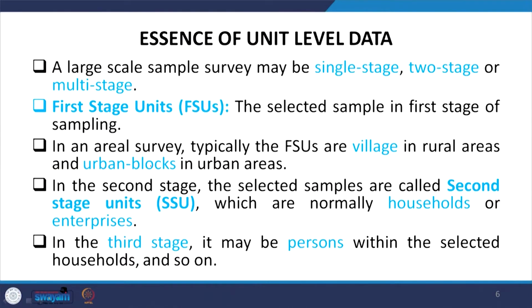So what is the essence of this unit level data? The large scale sample survey may be of single stage, 2 stage or multi stage. Now what do you mean by FSUs? If you look at the reports of NSS, it clearly mentions these FSU units, first stage units. What do you mean by first stage? These are the selected samples in the first stage of its sampling process. Okay. Usually FSUs are villages in rural areas and urban blocks in urban areas.